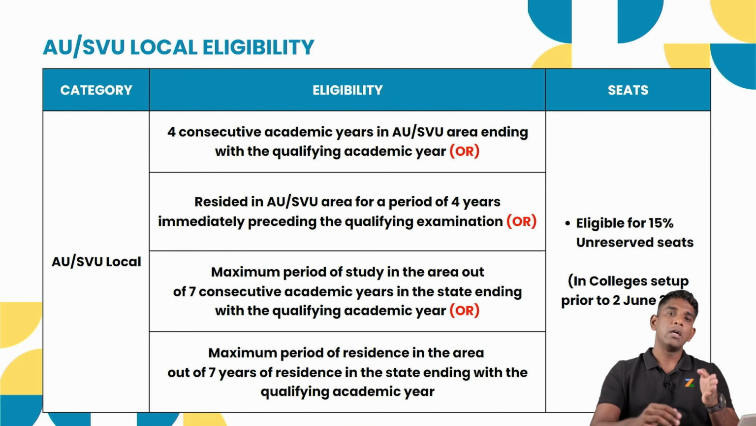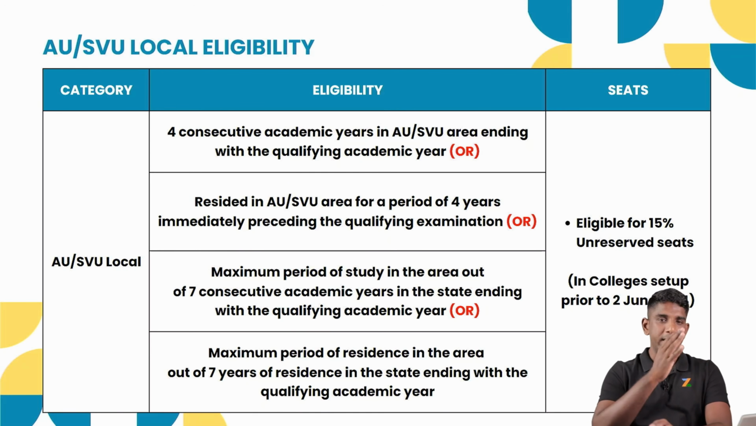Next, we look at the AU and SVU local eligibility. So candidates to be eligible for AU or SVU local, the 4 conditions are given here. This is very similar to the OU local eligibility. So the first is 4 consecutive years of study in AU or SVU local ending with the academic year. The second condition is resided in AU or SVU area for a period of 4 years ending with the qualifying examination. The third condition is the candidate has studied 7 years in the state, but the maximum period of study is in the AU or SVU local.